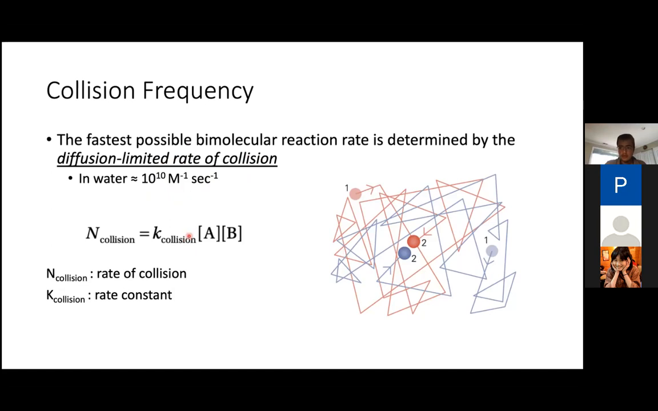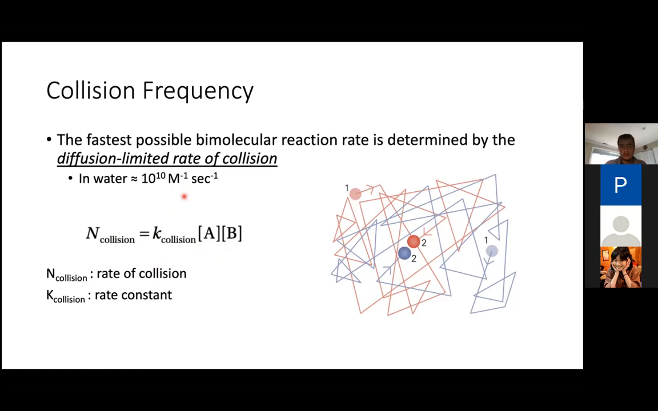And to model this, the fact that the rate of a reaction depends on the reactants colliding, we can use this equation, which is simply the rate of collision depends on k collision and the concentrations of A and B. And it makes pretty intuitive sense that if you increase the amount of the reactants, they're more likely going to collide. So that's why the rate of collision increases. But as I said, most reactions aren't limited by diffusion and they're much slower.